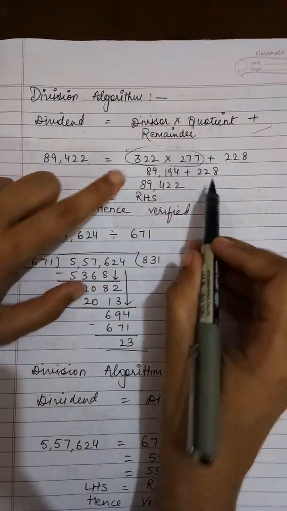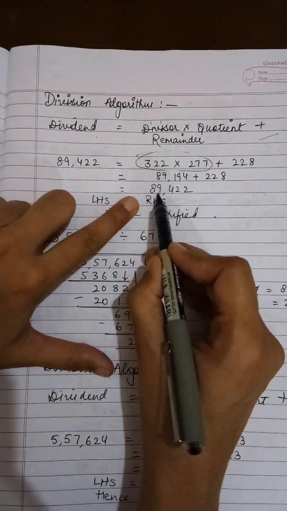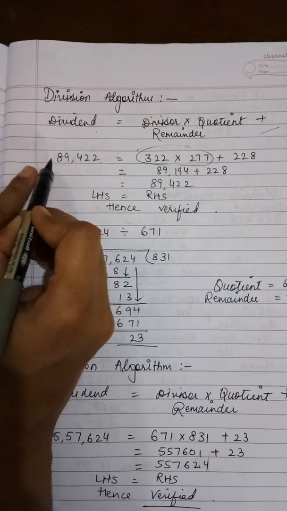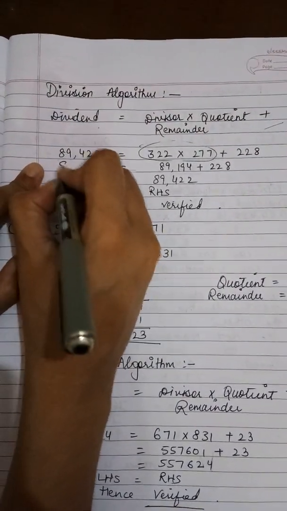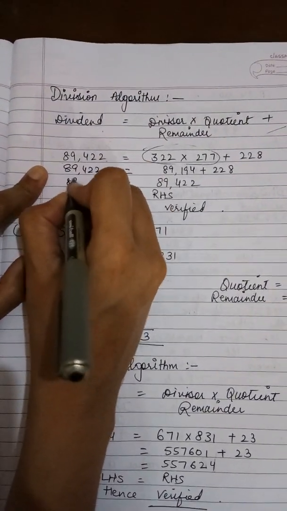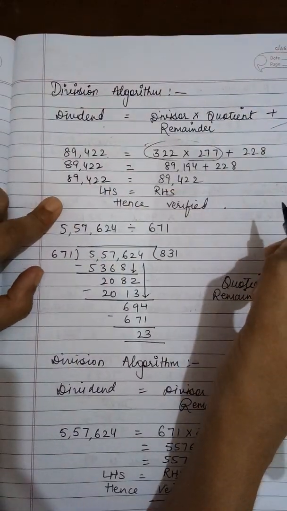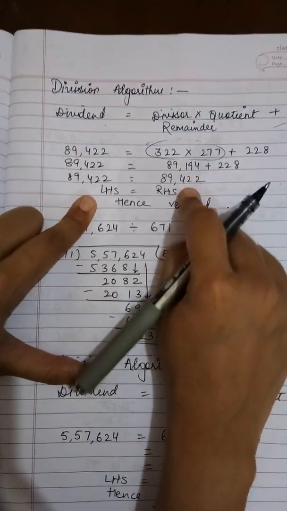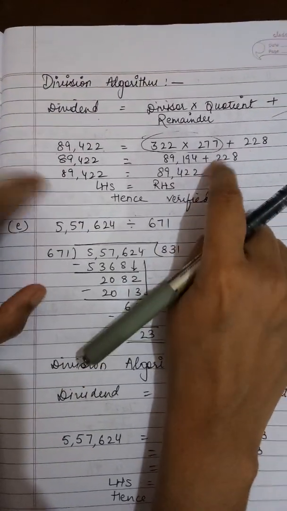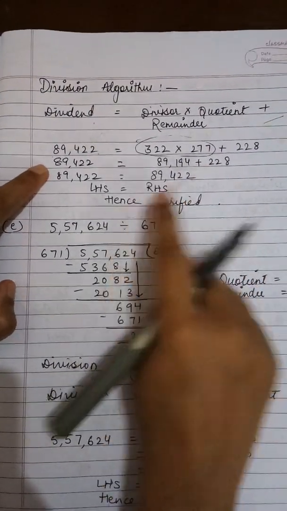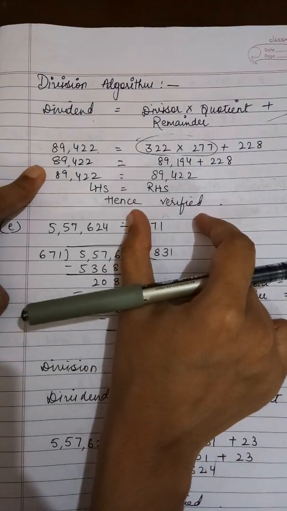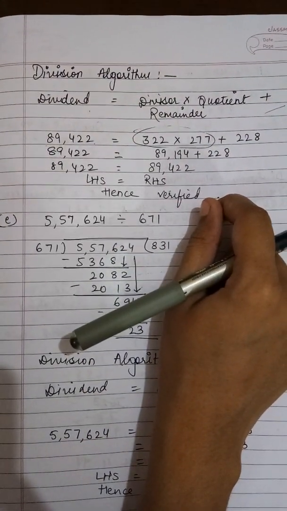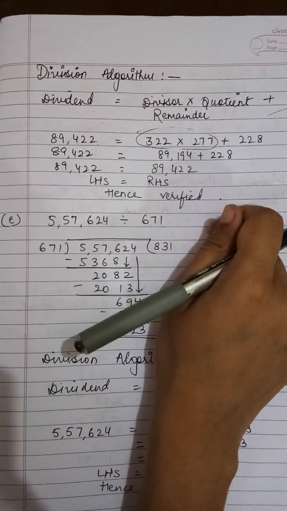Now after adding these two, what did I get? 89422, which was equal to my dividend. You can write here also 89422. It will go simultaneously because there is only one value on the left hand side. Now my left hand side value and the right hand side value both are coming same. Since they both are coming same, that means my answer is verified. Answer verified means my quotient and the remainder are correct after dividing.